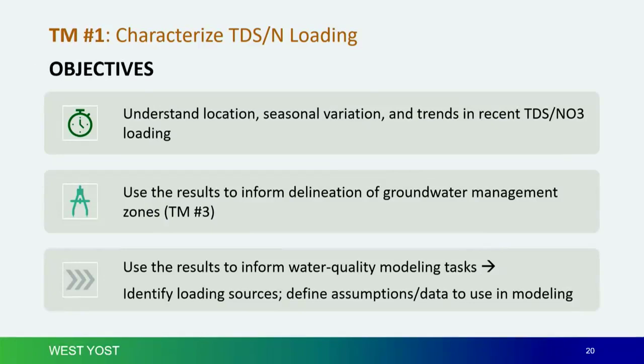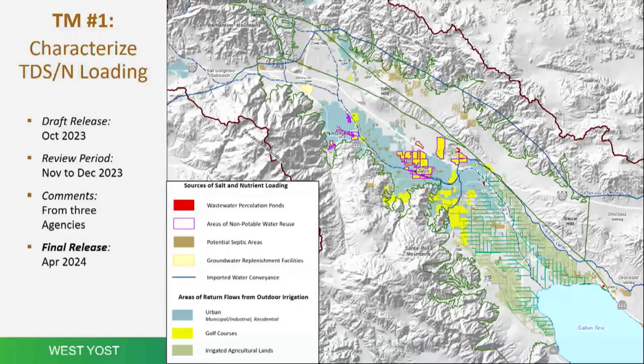Okay, so TM1, we had a number of objectives. We really wanted to understand where and how TDS and nitrogen were being loaded to the basin. And then we could use that information to help us delineate appropriate management zones in the valley. And then, of course, that loading information can be very important input data to our water quality model simulation tools.